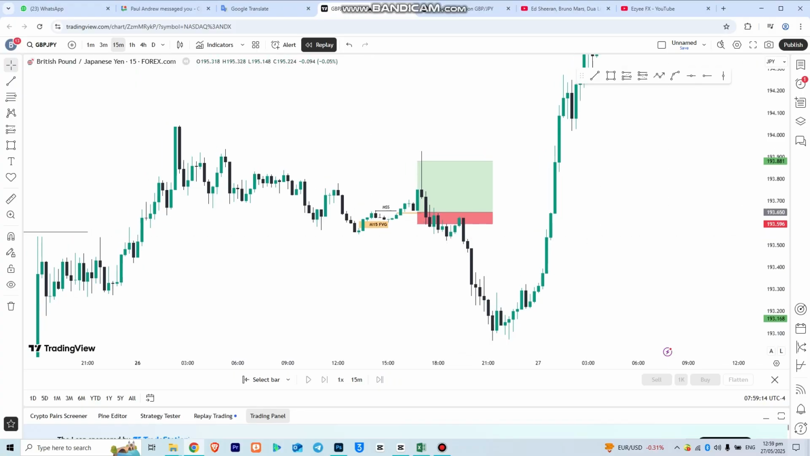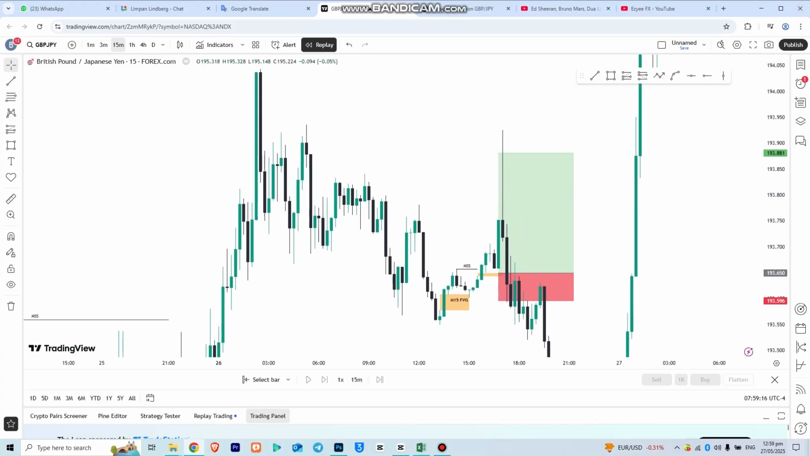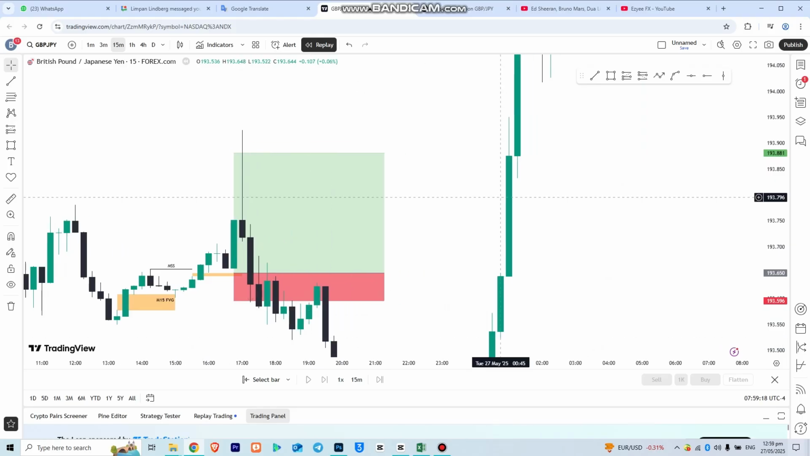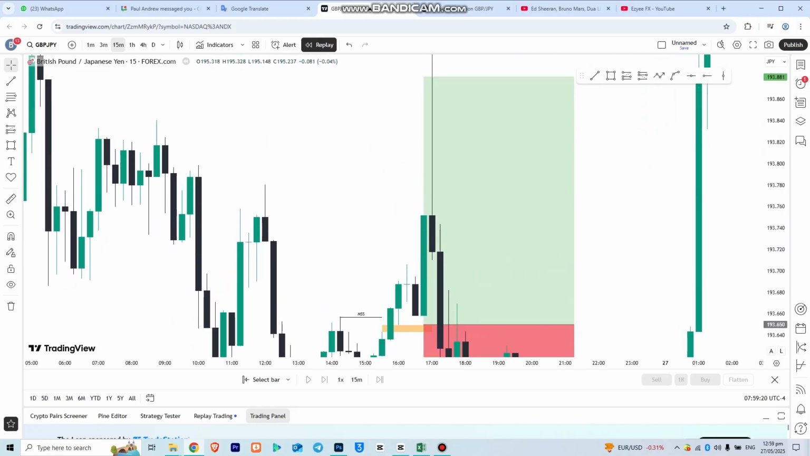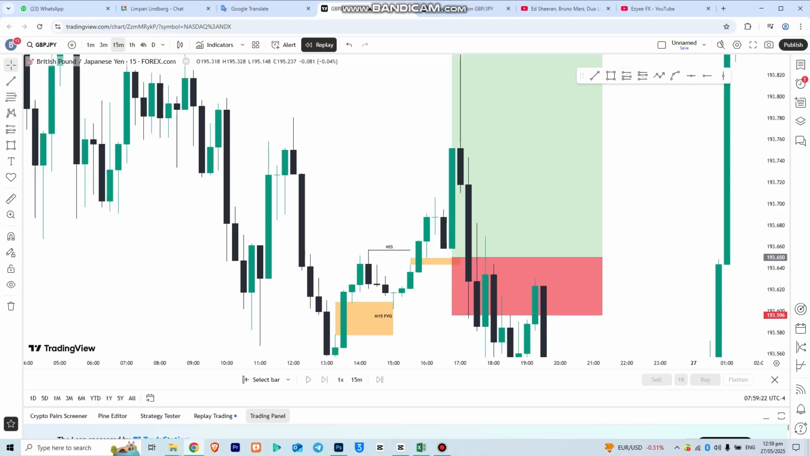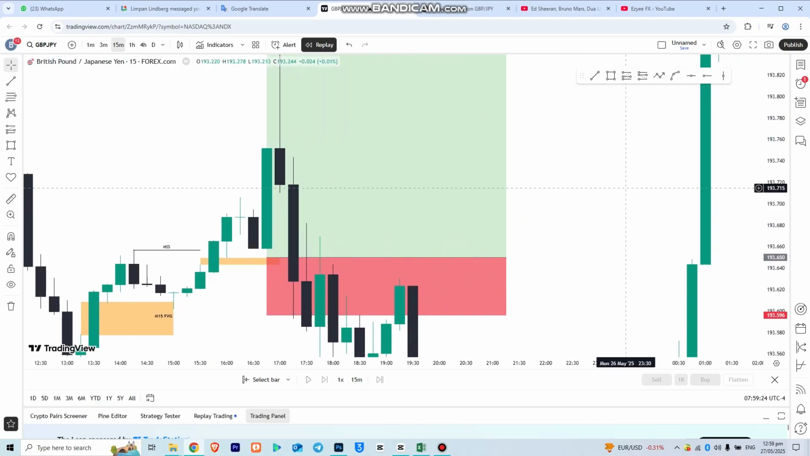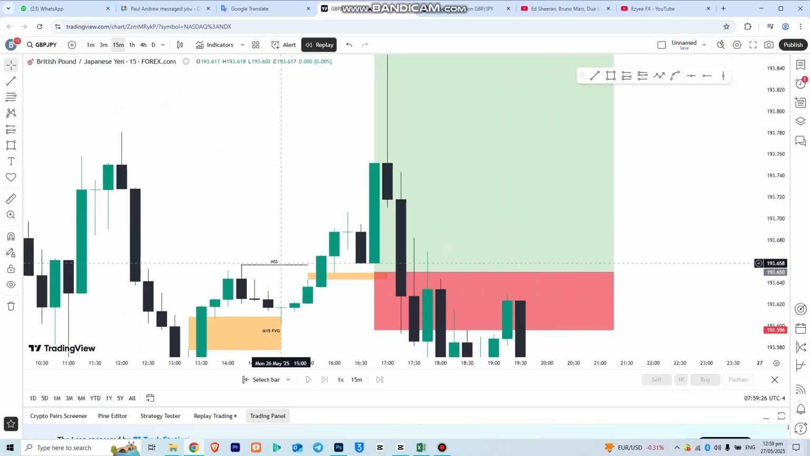Now on the 15-minute time frame, this is what happened. Forget about the loss. It was a missed trade actually. I missed the trade. There is no news on that day, but this is what happened.